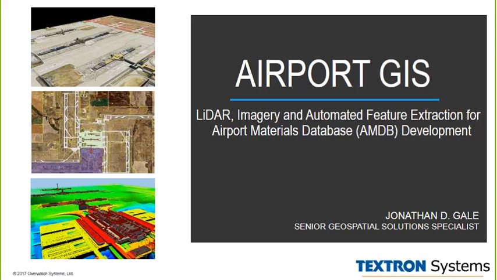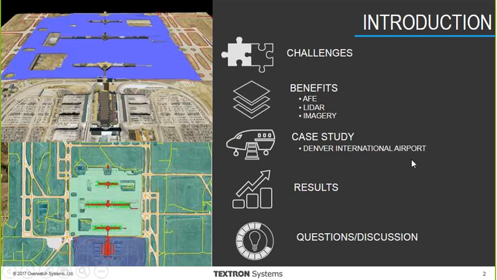So what we're going to look at today: first we'll look at some of the challenges facing folks in general doing this kind of work, and then we'll look at some of the benefits of using AFE and what you can get out of LiDAR and imagery by doing that. To reinforce this, we'll look at a case study I did for Denver International Airport and then get an idea of the results and look at the value in this type of process, so to speak. And then, as Kent said, we'll have a question and discussion section towards the end.